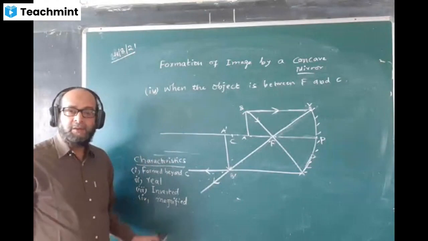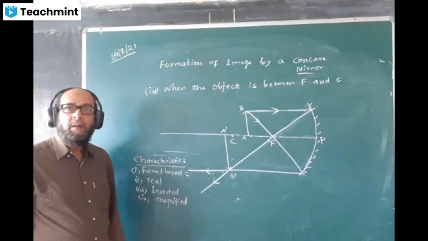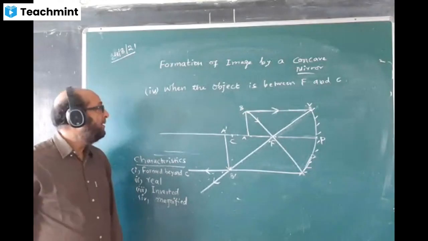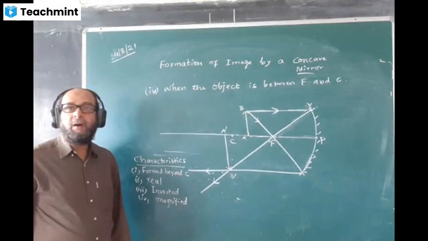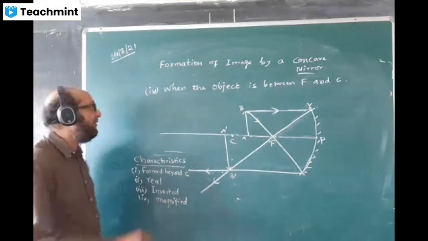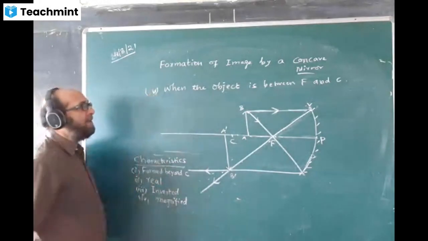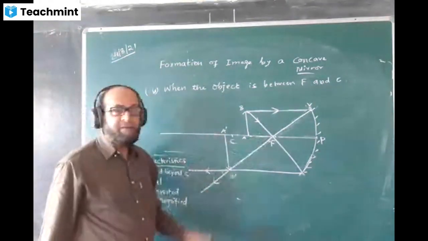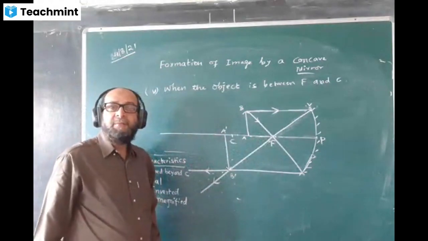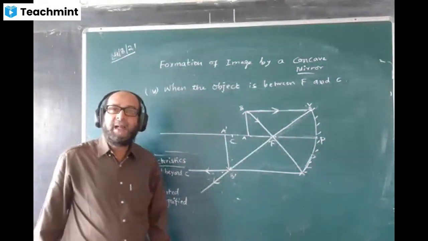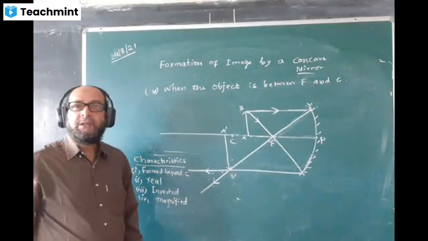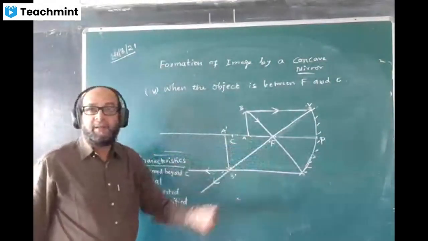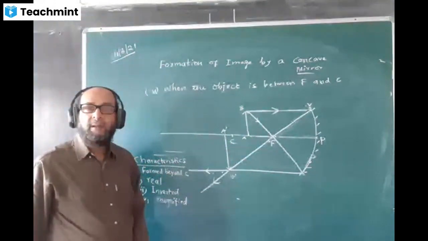Done. Have you understood? Okay. Case 4 we are done. Now we'll do case 5, when the object is at F. Write down the heading. Slowly we are bringing the object closer to the mirror.